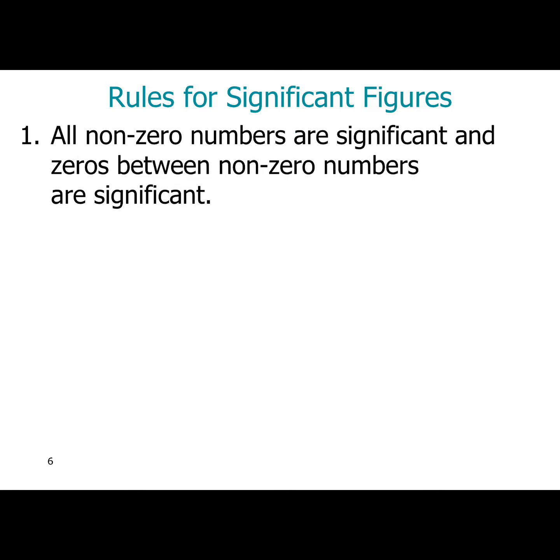The first one is that all non-zero numbers are significant. That's pretty straightforward. If we just have 1, 5, 6, 3, so 1,563, they're all non-zero and they're all significant, so this would have 4 sig figs. This rule also states that zeros between non-zero numbers are significant. So if you have 1, 0, 0, 3, 1,003, those 2 zeros are between 2 non-zero numbers, and so they are significant. This would also have 4 sig figs. All right, that's the first rule.